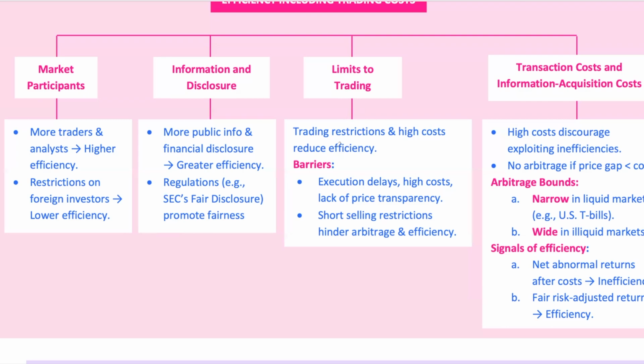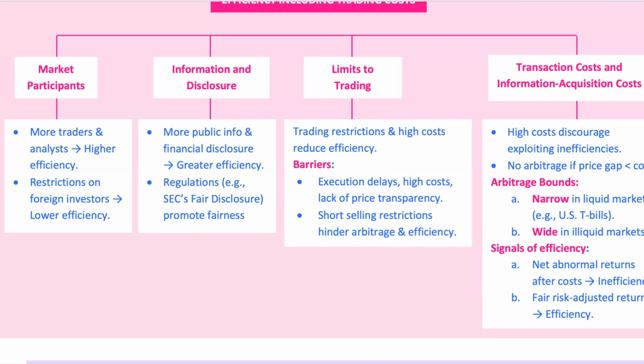All right, now imagine this. You spot a pricing error, like the same stock is trading at slightly different prices on two exchanges. In theory, you could buy it cheaper in one market and sell it for more in the other. Easy money, right? Not so fast. This is where limits to trading come in. Sometimes, even if you see an opportunity, the system makes it hard or just too expensive to act.